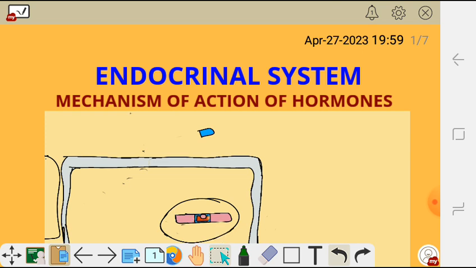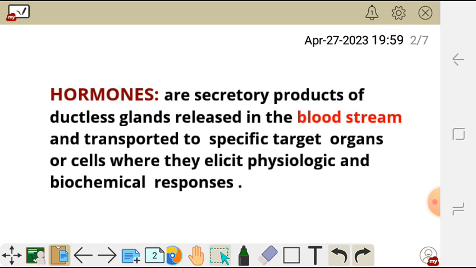Endocrinal system. So before we look at that, let's first define what a hormone is. A hormone, or hormones, are simply secretory products of ductless glands released in the bloodstream and transported to specific target organs or cells where they elicit physiologic and biochemical responses. So that's the definition of a hormone. They are released in the bloodstream, and from there they are transported to specific target organs. The target can be an organ or a cell, and from there they produce a physiologic, biochemical, or even a morphological response.